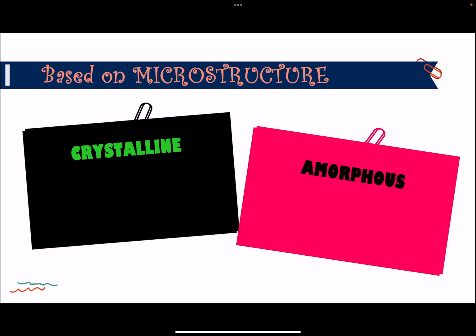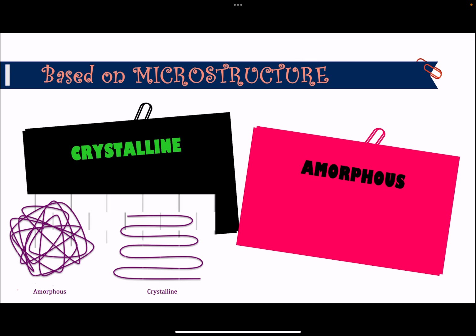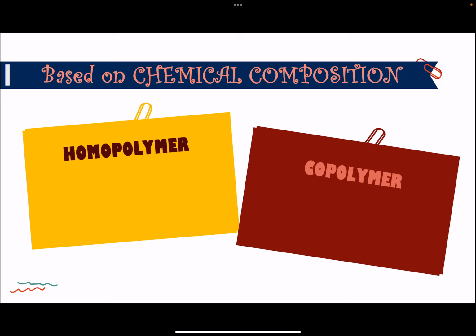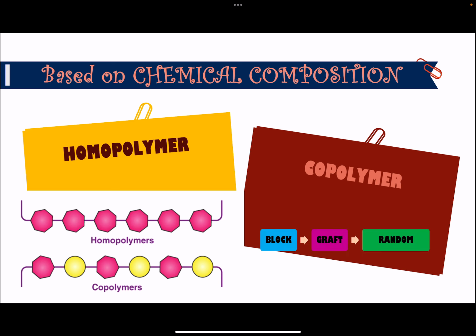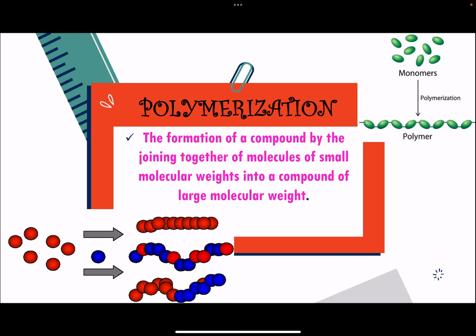Based on the microstructure, polymers can be classified into crystalline and amorphous. Crystalline being an orderly arrangement of all the monomers, while amorphous meaning a random arrangement. Based on the chemical composition, polymers are classified into homopolymers and copolymers. Homopolymers have similar mer units repeating, and copolymers have different types of mer units, monomer units. Copolymers are again classified into block, graft and random polymers.